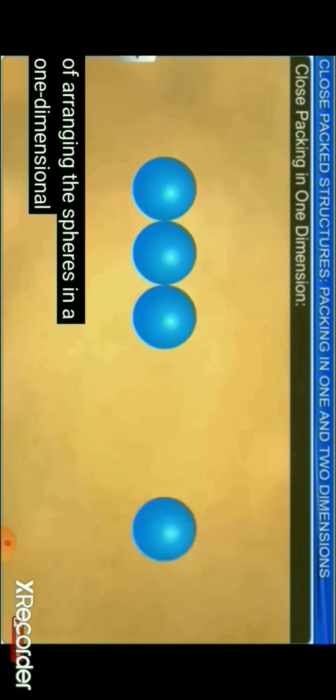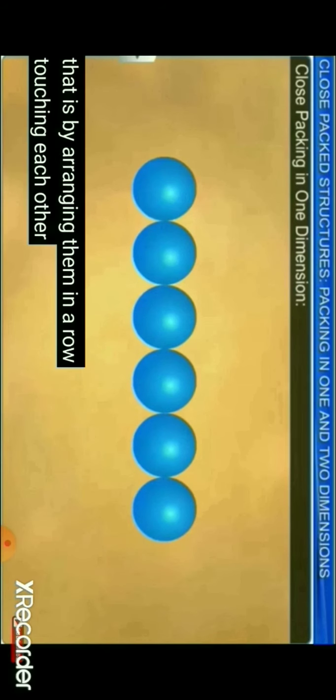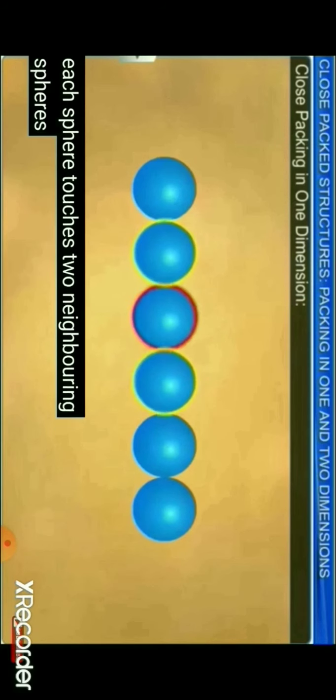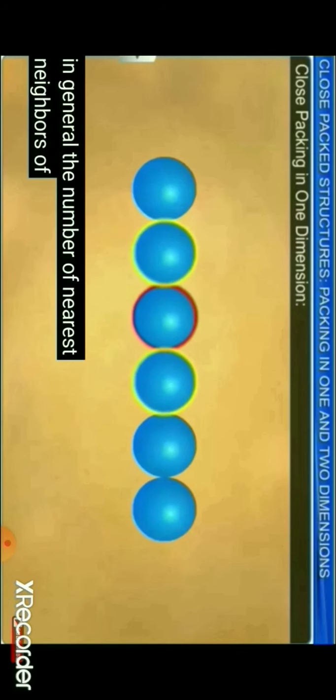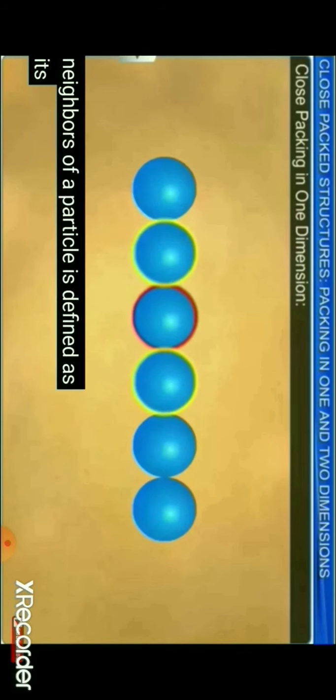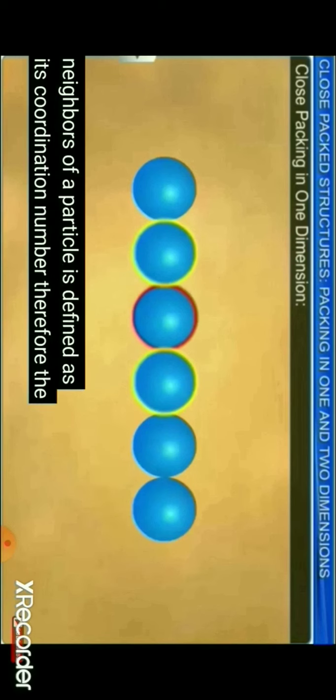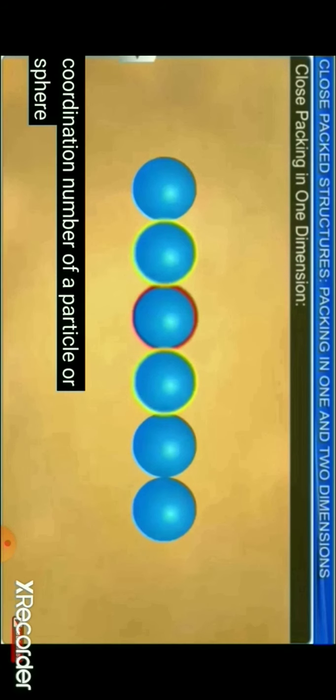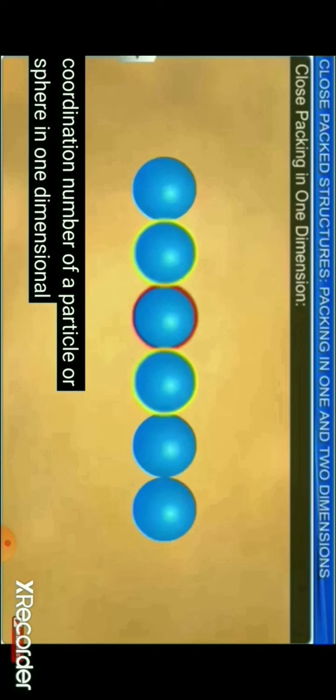First, let's look at close packing in one dimension. You can see that there is only one way of arranging the spheres in a one-dimensional close-packed structure. That is, arranging them in a row touching each other. In this arrangement, each sphere touches two neighboring spheres. In general, the number of nearest neighbors of a particle is defined as its coordination number. Therefore, the coordination number of a sphere in one-dimensional close packing is 2.